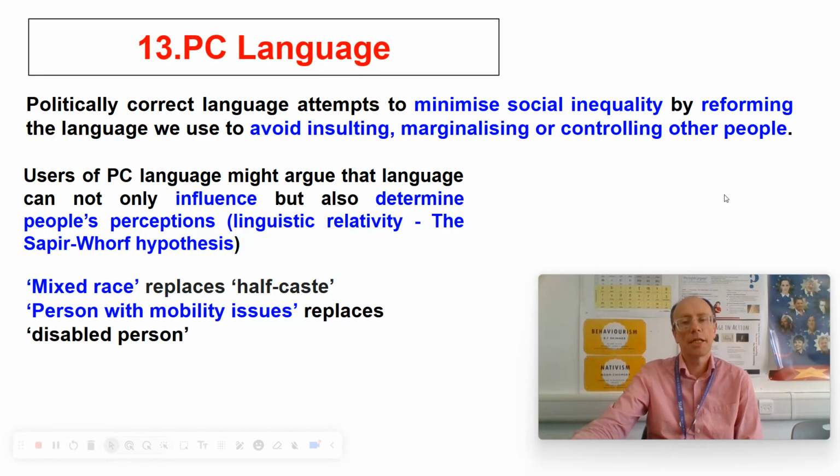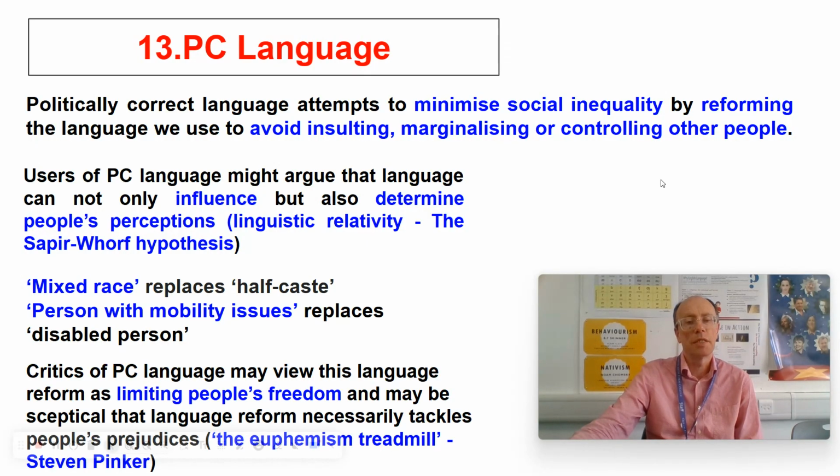So here are some examples of politically correct language that has developed over time. So instead of saying half caste, we are more likely to be saying mixed race. And instead of saying disabled person, you're more likely to be saying person with mobility issues, i.e. putting the person at the front and then the issue with their physical mobility later on in the phrase. So two good examples of PC language.